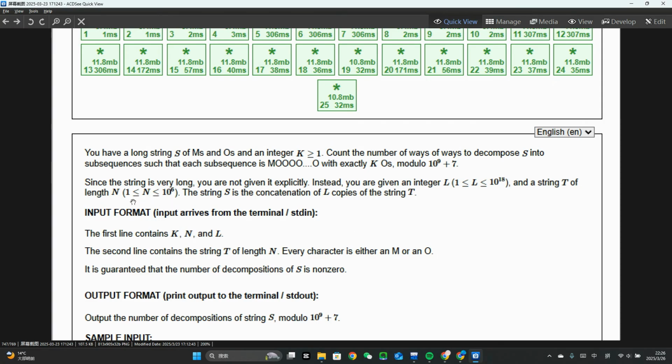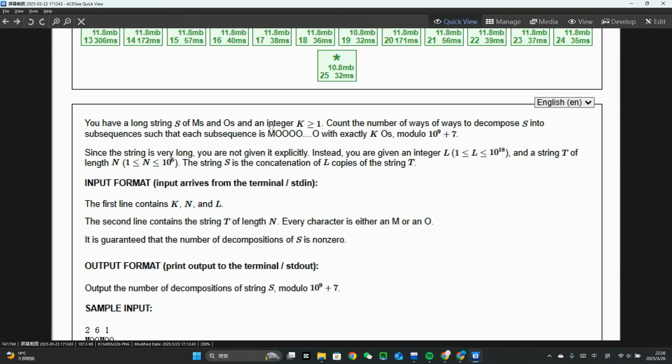So basically you have a string of length 10 to the 6th power, and then you repeat that string several times, at most 10 to the 18th times, until you get the entire string, and then you try to decompose it into a bunch of mu with exactly K O's.